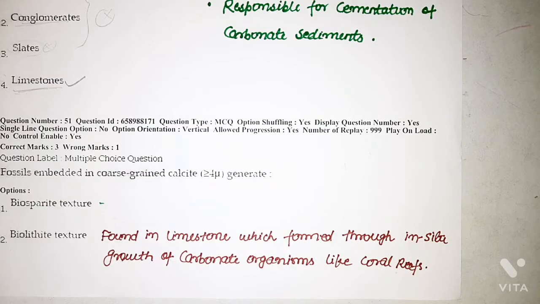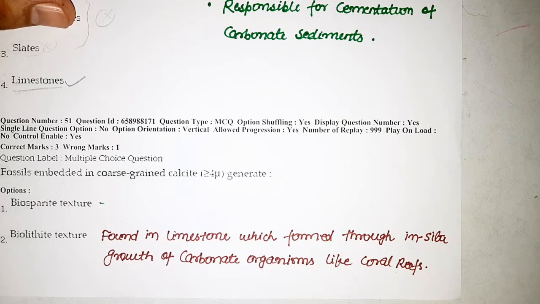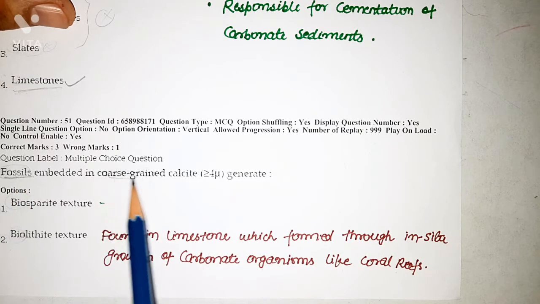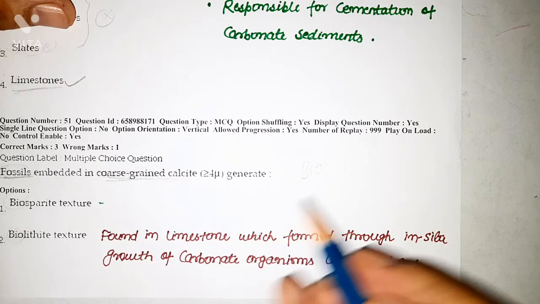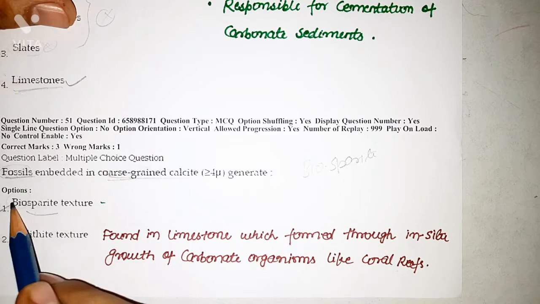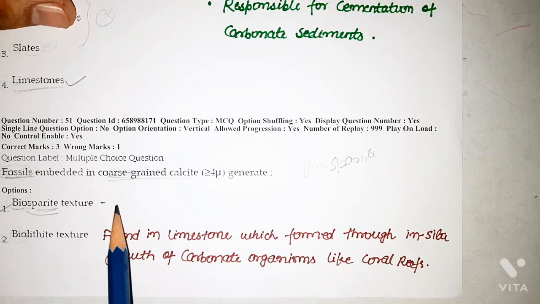Next question asks: fossils embedded in coarse grained calcite generate what? If you have read the Folk classification of limestone, you can easily answer this question. First of all, the term used to indicate fossil is bio, which is present in almost all the options. Then coarse grain: the term used to describe coarse grained calcite is sparite. So the nomenclature will be biosparite. The first option is biosparite, and this is the correct answer, in which fossils are embedded in coarse grained calcite, and the texture formed is known as biosparite texture.